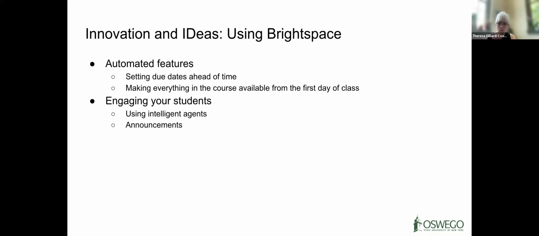But then it's also looking at how else you can engage your students by using intelligent agents and announcements. And again, that does aid in flexibility because again, you can provide those quick updates. Remember, this is coming due, or, I had this other question and here's the answer for all of you.